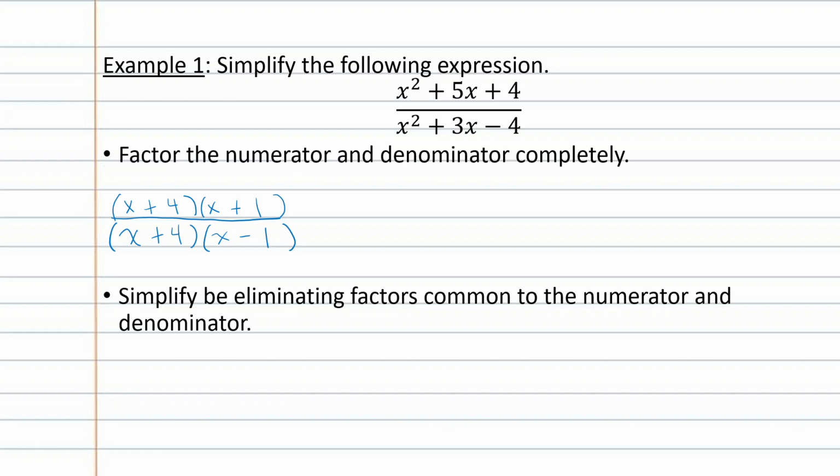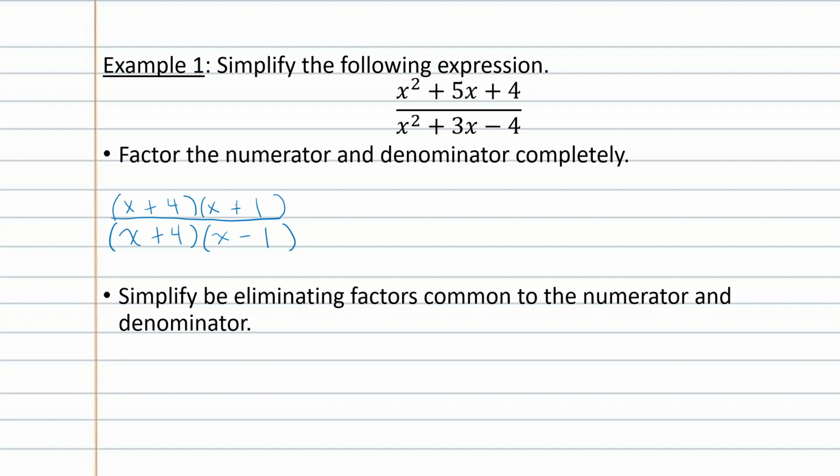Because x times x is x squared. x times negative 1 is negative 1x. 4 times x is 4x. So negative 1x plus 4x is 3x. So that takes care of that middle term. And then 4 times negative 1 is negative 4. All right, so now we have completely factored the numerator and the denominator.